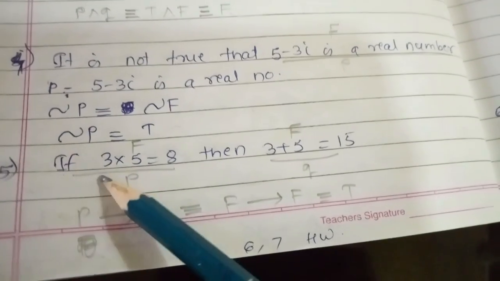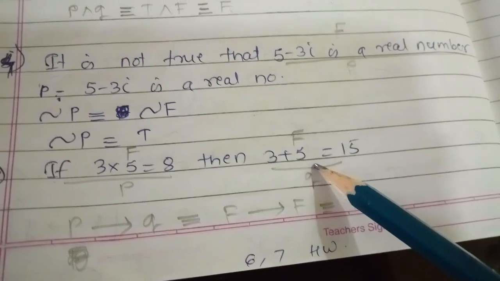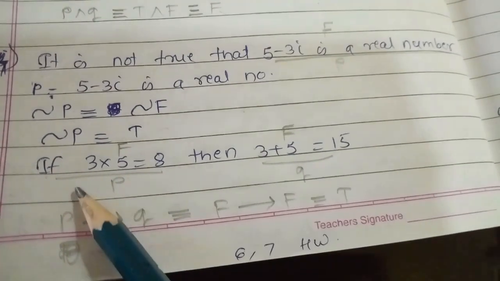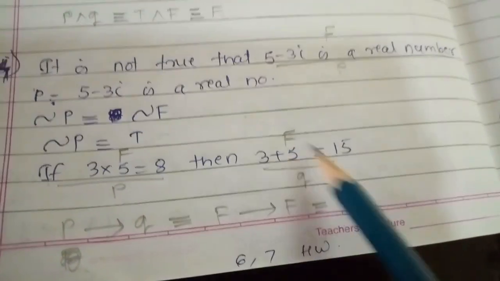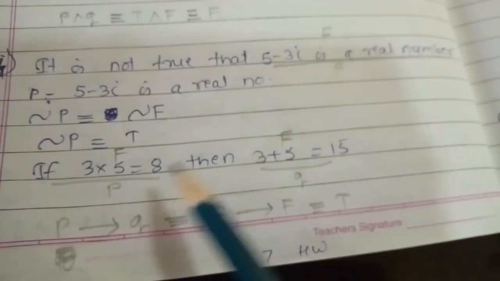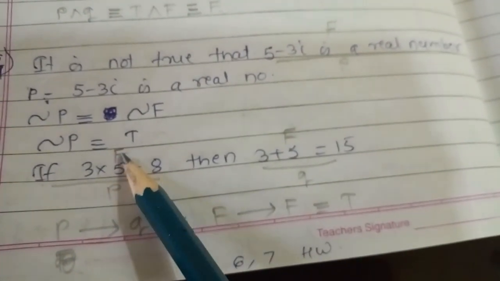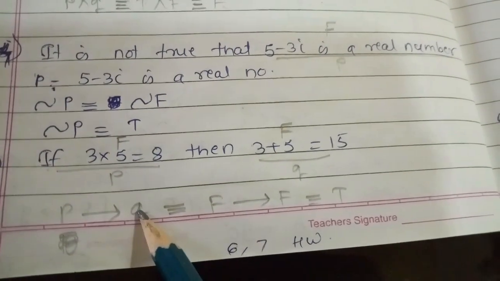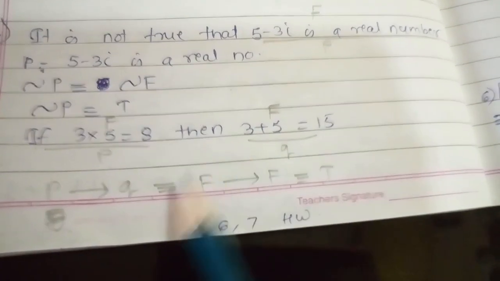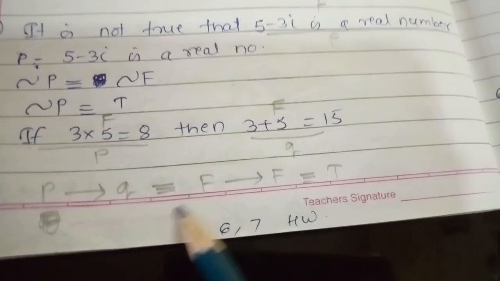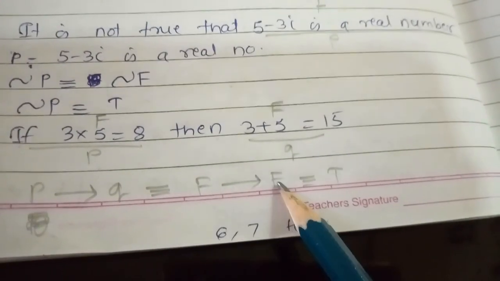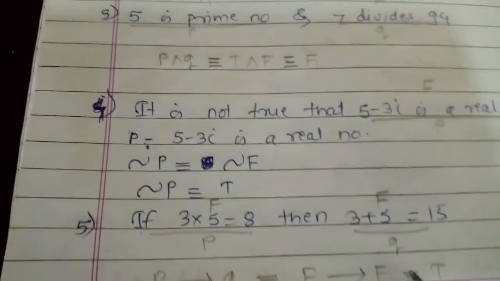Next one, the fifth example, that is 3 into 5 is equal to 8, then, so here again it is if, and then 3 plus 5 is equal to 15. Again, 3 into 5 is equal to 8 is P, 3 plus 5 is equal to 15 is Q. You know that 5 into 3 is not 8, so it's false. And also 3 plus 5 is not 15, so it is also false. So P conditional Q, because if and then connectives are used. So P conditional Q, which is equal to, the truth value of P is F and the truth value of Q is also F. So F conditional F is true. Similarly we have to solve the remaining two examples, that is 6 and 7.